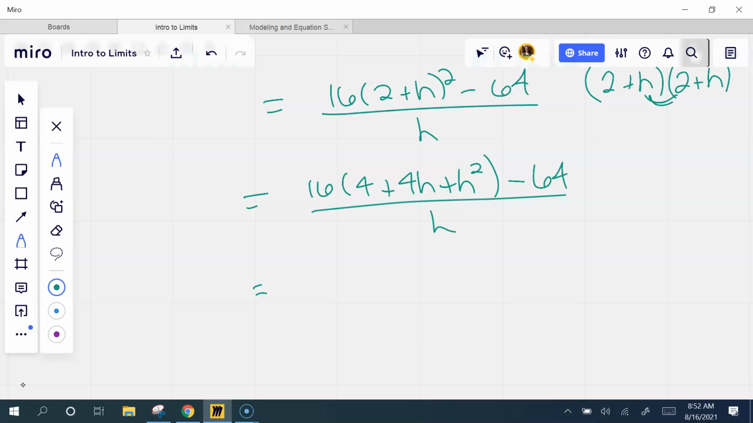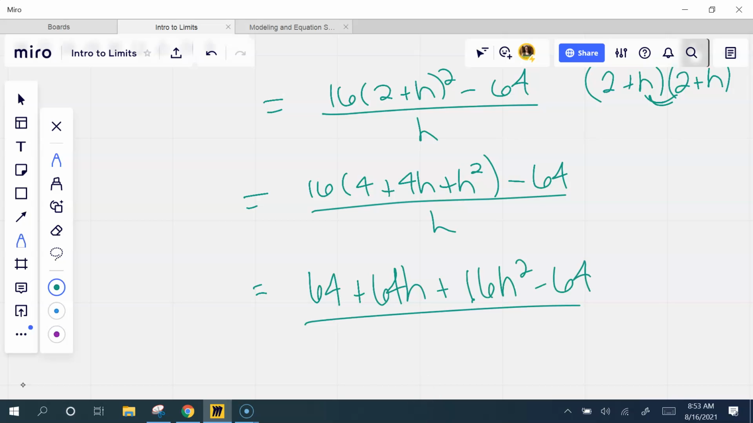Remember, this is specifically for 2 and no other value, right? This is instantaneous rate of change when t is 2. Well, we plug 2 in. So if you wanted it for 3, you'd have to plug a 3 in for 2. All right, distribute. 64 plus 64h plus 16h squared minus 64, over h.